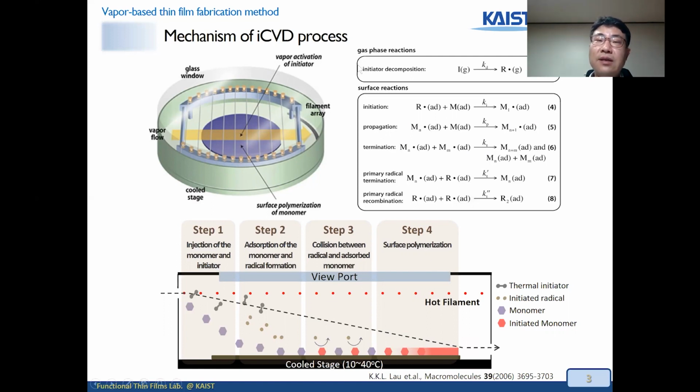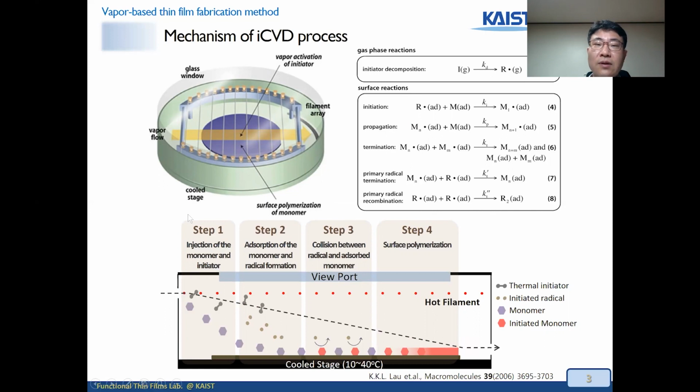Actually, this process is the very well-known free radical polymerization, which has been known for about 80 years, and about 5 Nobel laureates have been awarded for this reaction. So it is very well established. And the iCVD process is the vapor phase version of this well-established free radical polymerization.